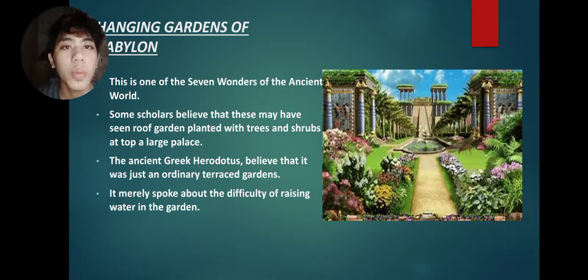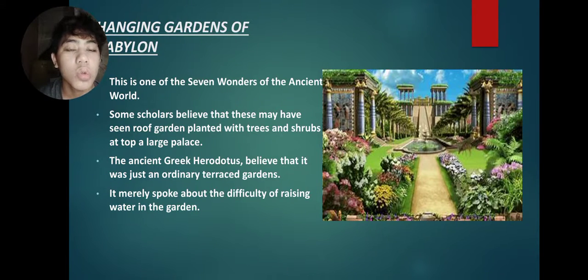Hanging Gardens of Babylon. This is one of the seven wonders of the ancient world. So ang Hanging Gardens of Babylon is part of the seven wonders of the ancient world. Some scholars believe that this may have been a roof garden planted with trees and shrubs atop a large palace. The ancient Greek Herodotus believed that it was just ordinary terrace gardens.